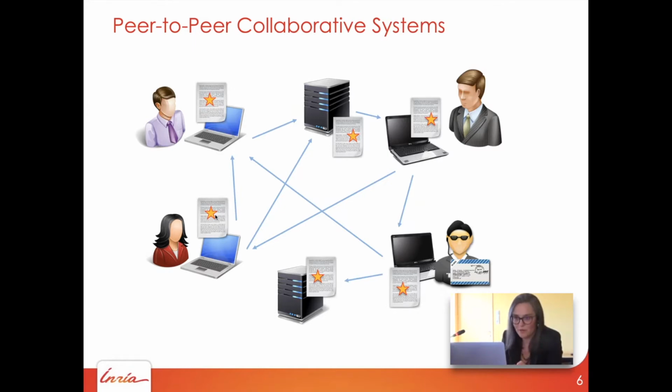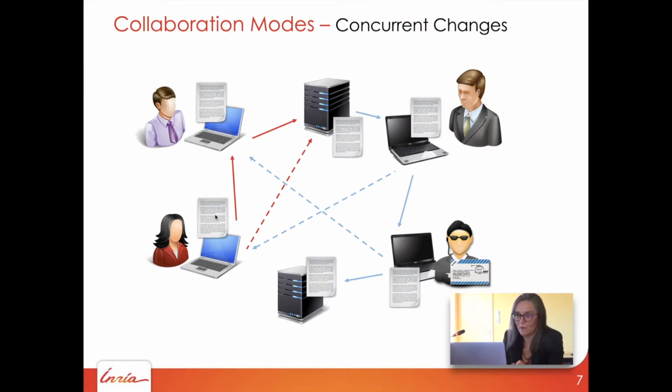So in this collaboration, we would like to support concurrent changes, when users write changes at the same time in a shared document. Here, for instance, this user is doing a modification. The other one is also doing a modification. And then when they share these modifications, when one user receives the modification, some conflicts might happen. And these conflicts are more difficult to resolve when they refer to the same part of the document.